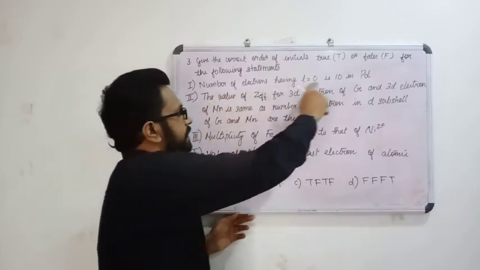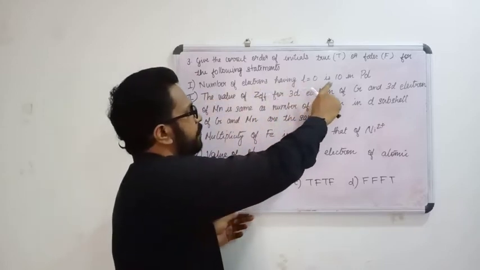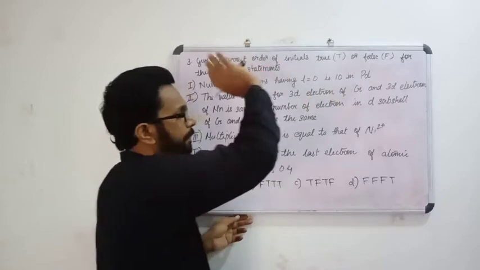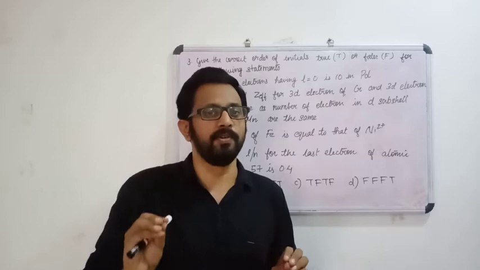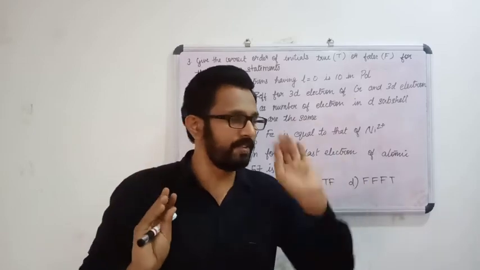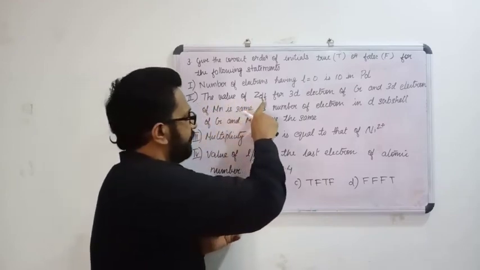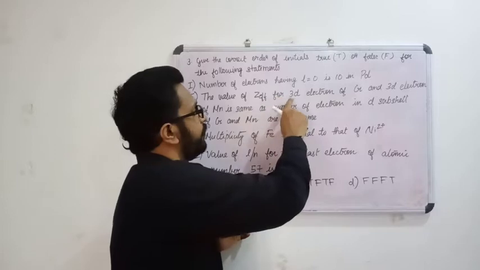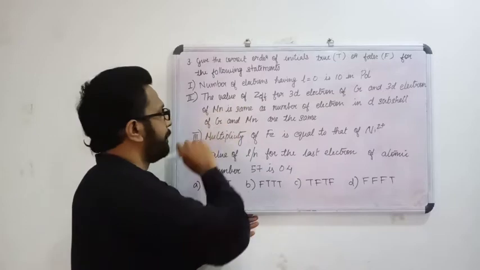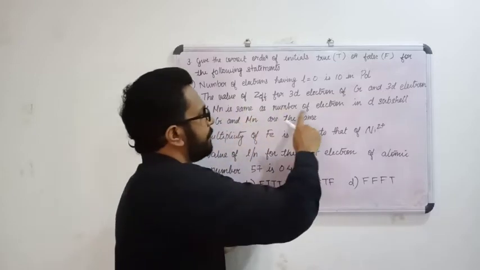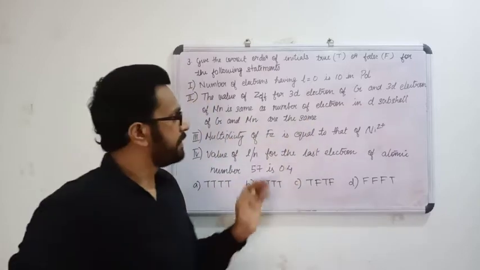So the first statement goes like this: the number of electrons having L equal to 0 in palladium is 10. This is the first statement. Now, the second statement: the value of Z effective, the effective nuclear charge, for the 3d electron of Cr and the 3d electron of Mn is the same, as the number of electrons in the d subshell of chromium and manganese are the same. The question goes like that.